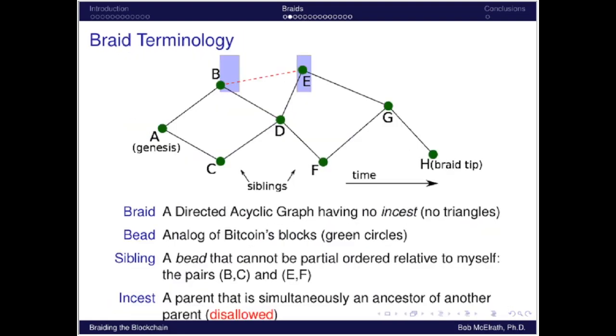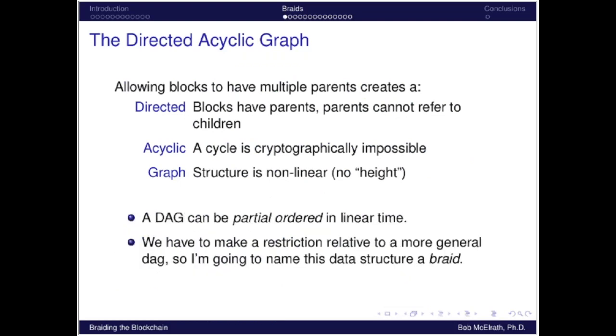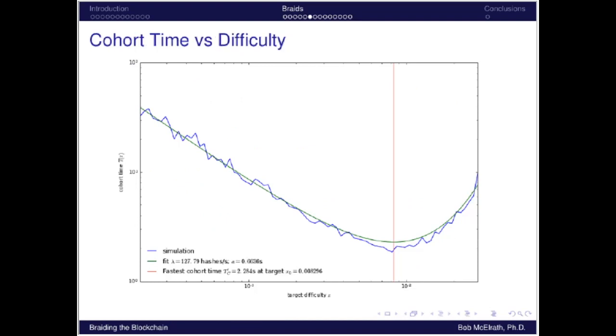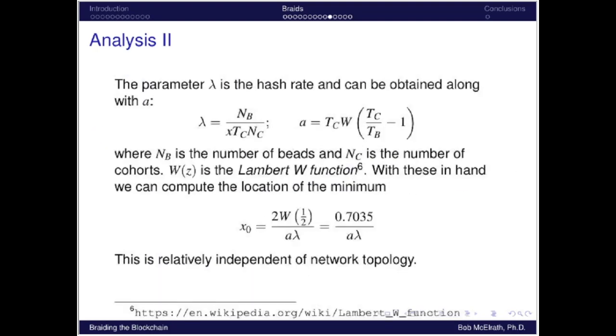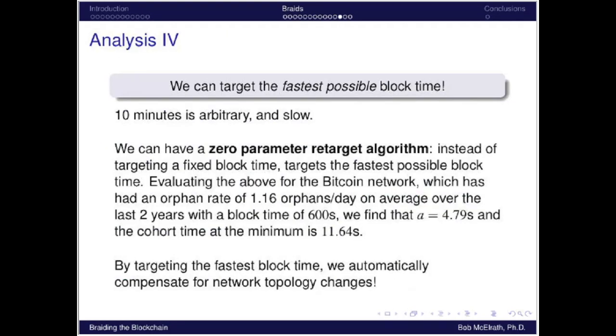Let's see, where is it? Because there are probably a number of orphans which never got reported. I got this data from blockchain.info, and so this is the orphans that they have seen. And where'd it go? Yeah, about 24. Yeah, so this A parameter is 4.79 seconds, and the cohort time at the minimum is 11.64 seconds.